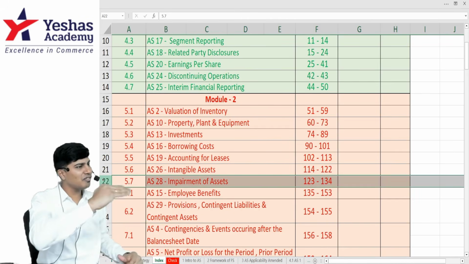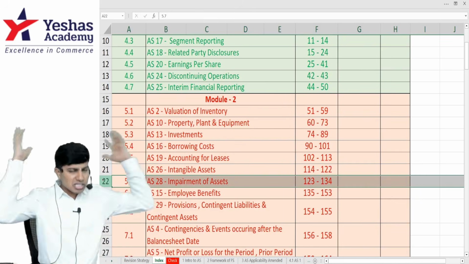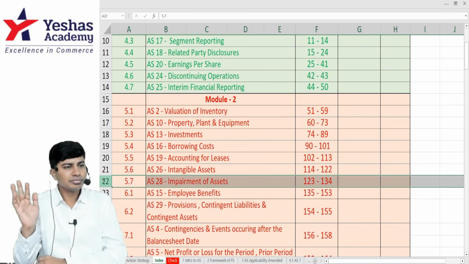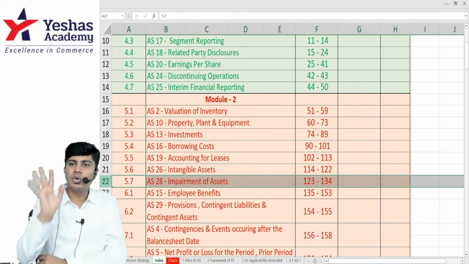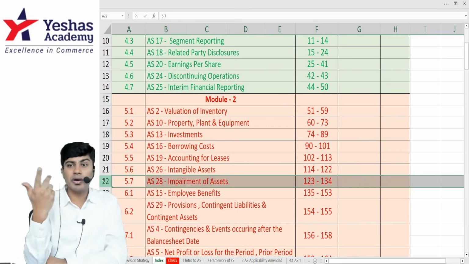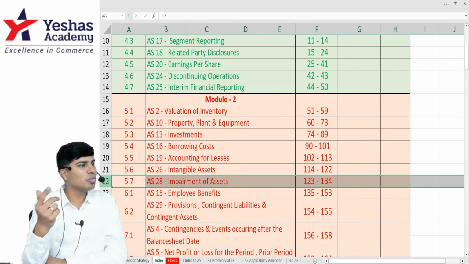Depreciation is systematic. Every year you depreciate. Impairment is a sudden decrease in the value of an asset. Sudden decrease in the value of one asset. It has good market value. Suddenly there is one new product that came in the market.